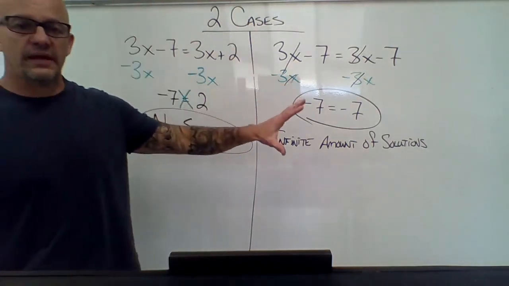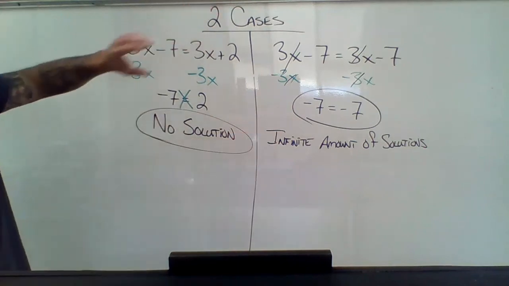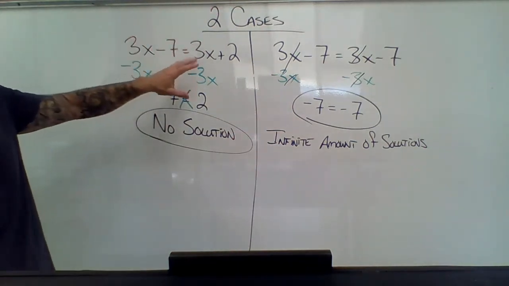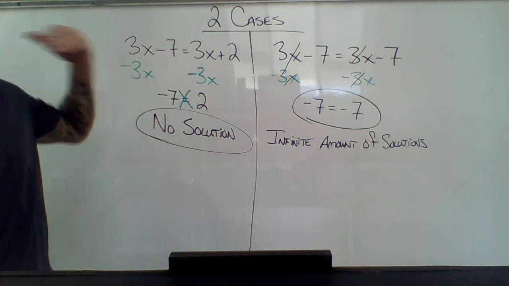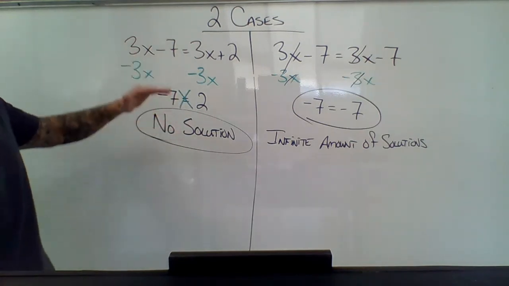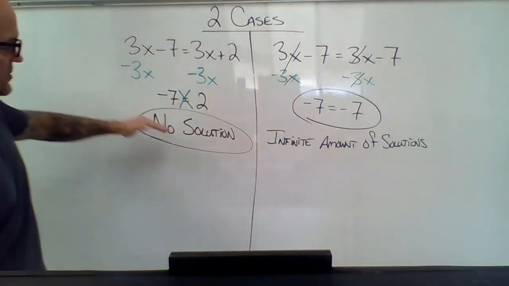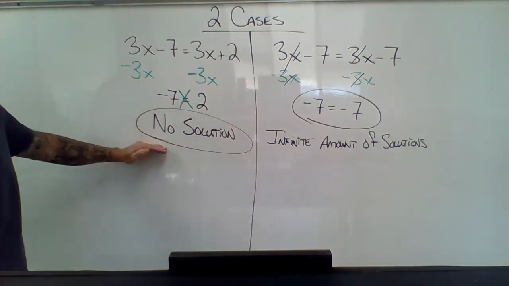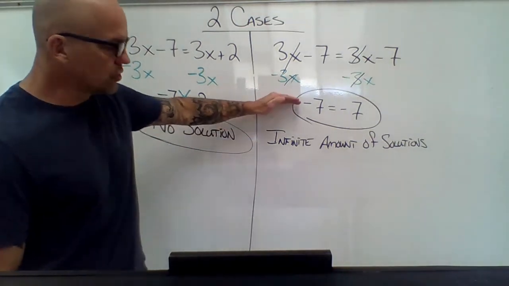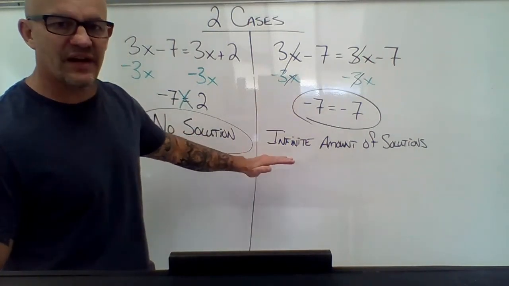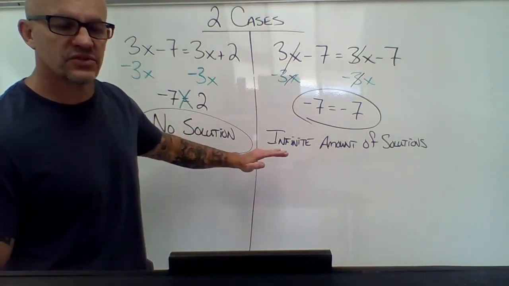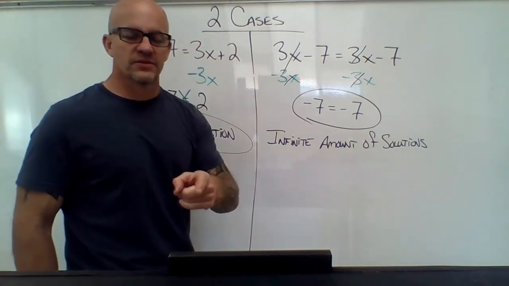So, once again, recapping 2 cases. When you have the same amount of variables on both sides and you choose to eliminate them, both variables will eliminate. You're going to either be left with a false statement or a true statement. If the statement is false, there is no solution. If the statement is true, that means there is an infinite amount of solutions. That's variables on both sides.